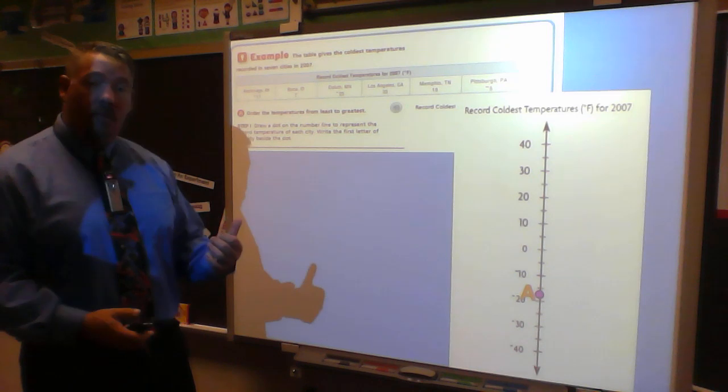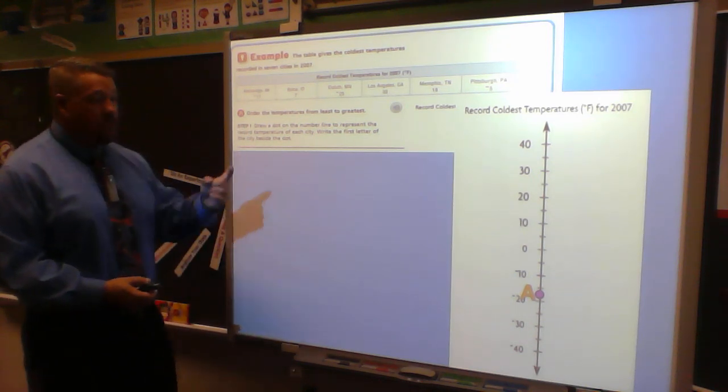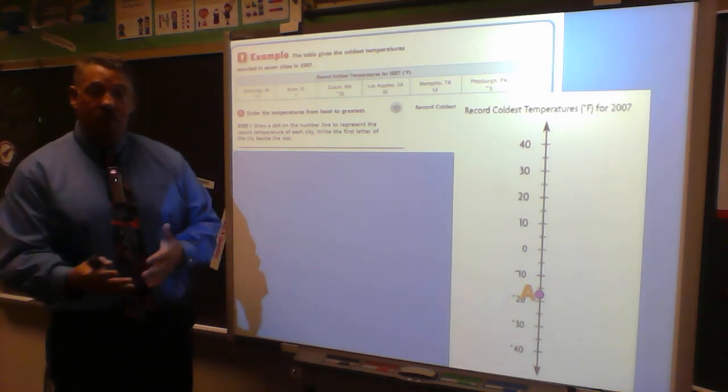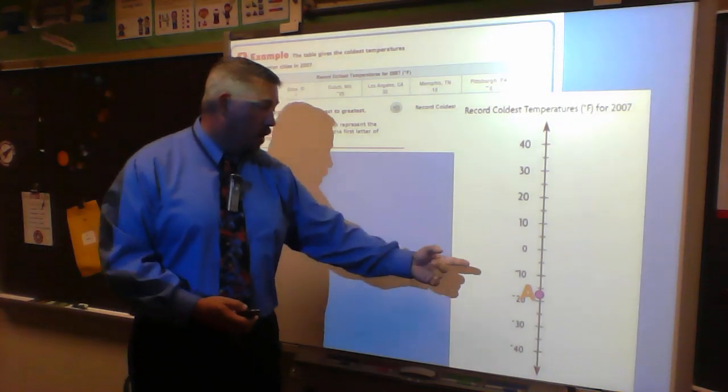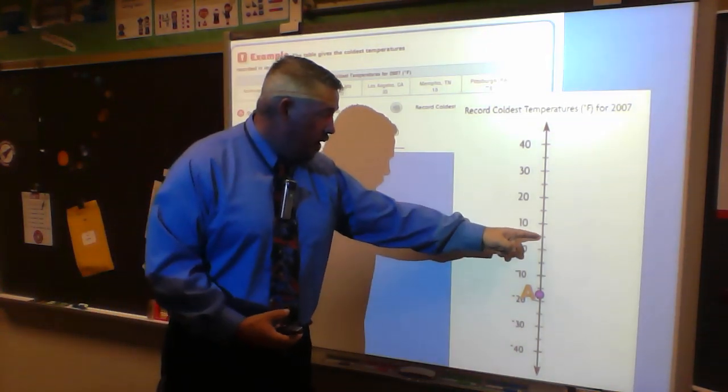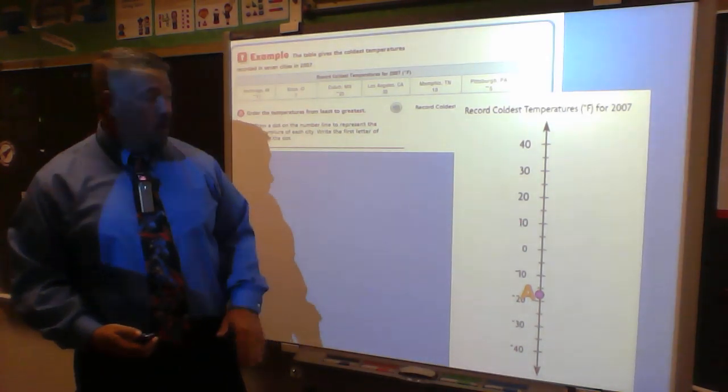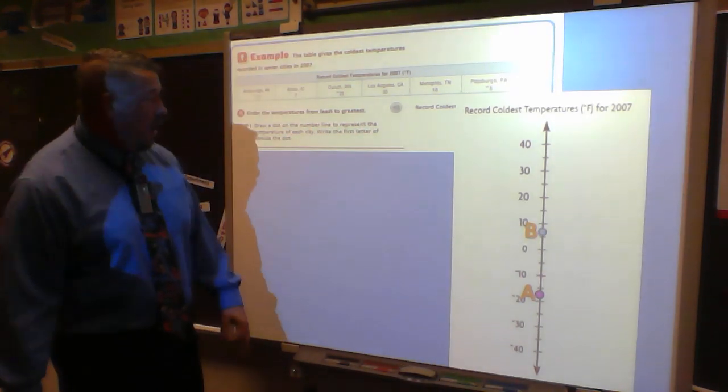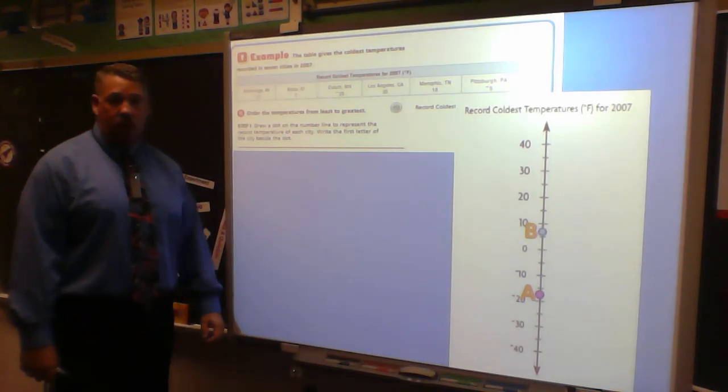I put my point and I label it A for Anchorage. The +7, same idea. There isn't a 7 there for the tick mark, but I know it's more than 5, but it's not as much as 10. So I just make sure I put a dot there and I label it B for Boise.